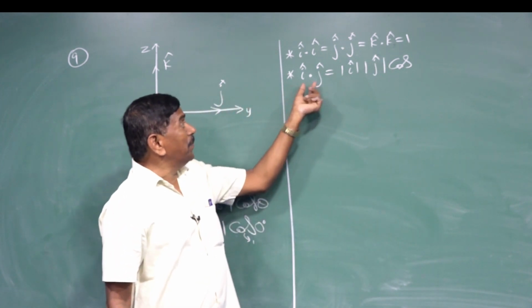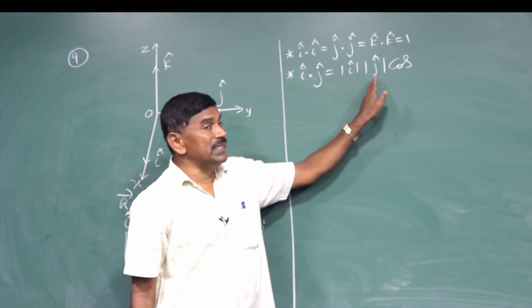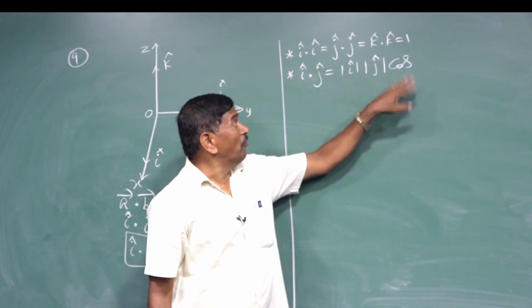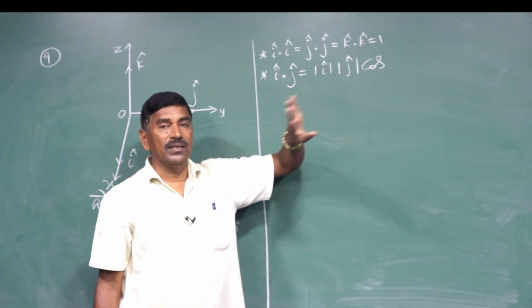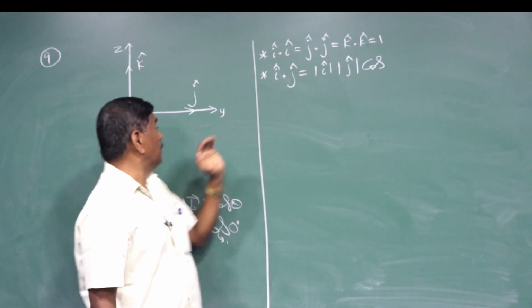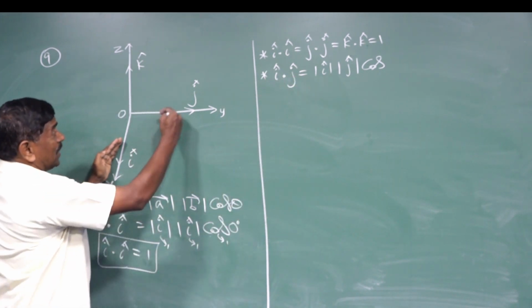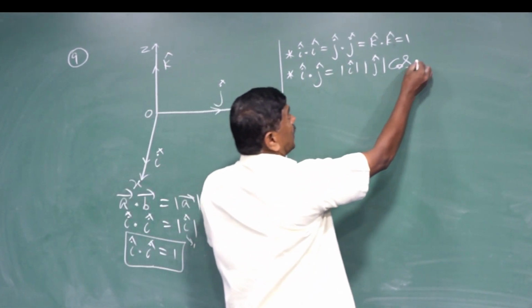i cap dot j cap is equal to modulus i cap into modulus j cap into cos theta. What is theta? Anyone? Very good, 90 degrees. Why? Because the angle between i cap and j cap is equal to 90 degrees. So that is why cos 90.